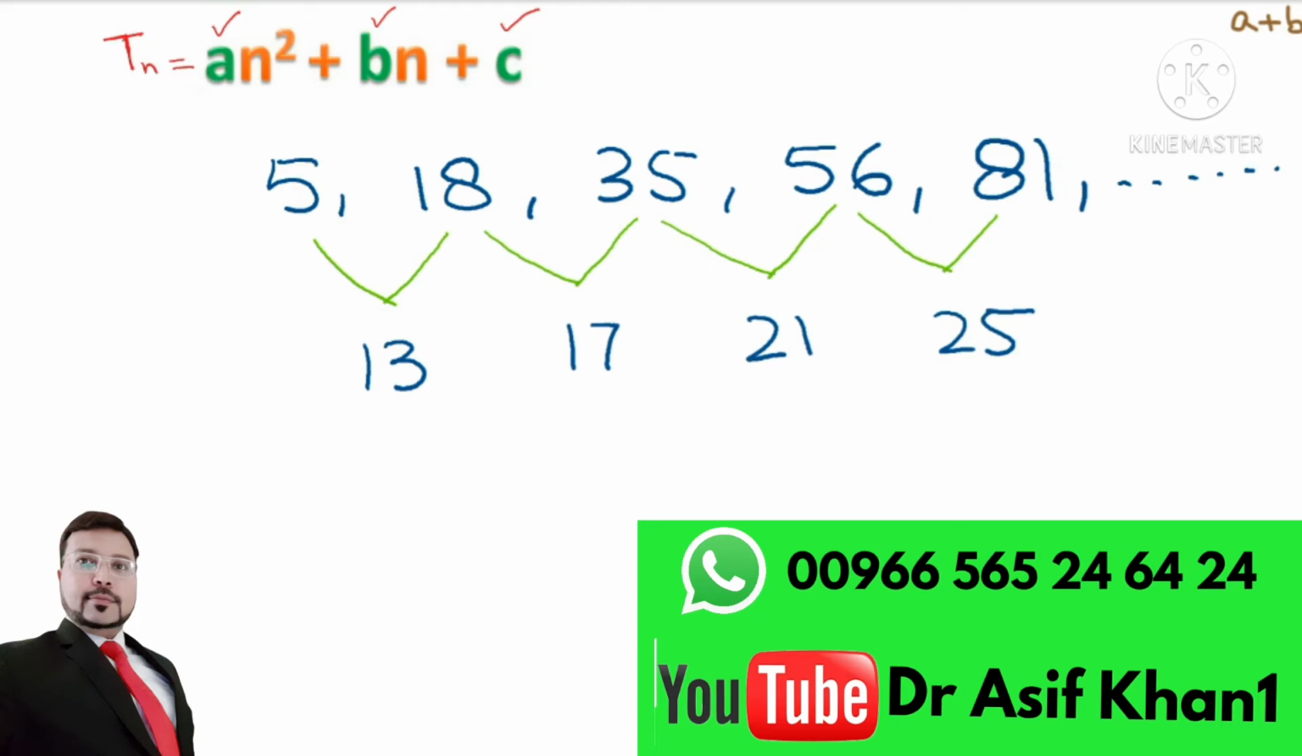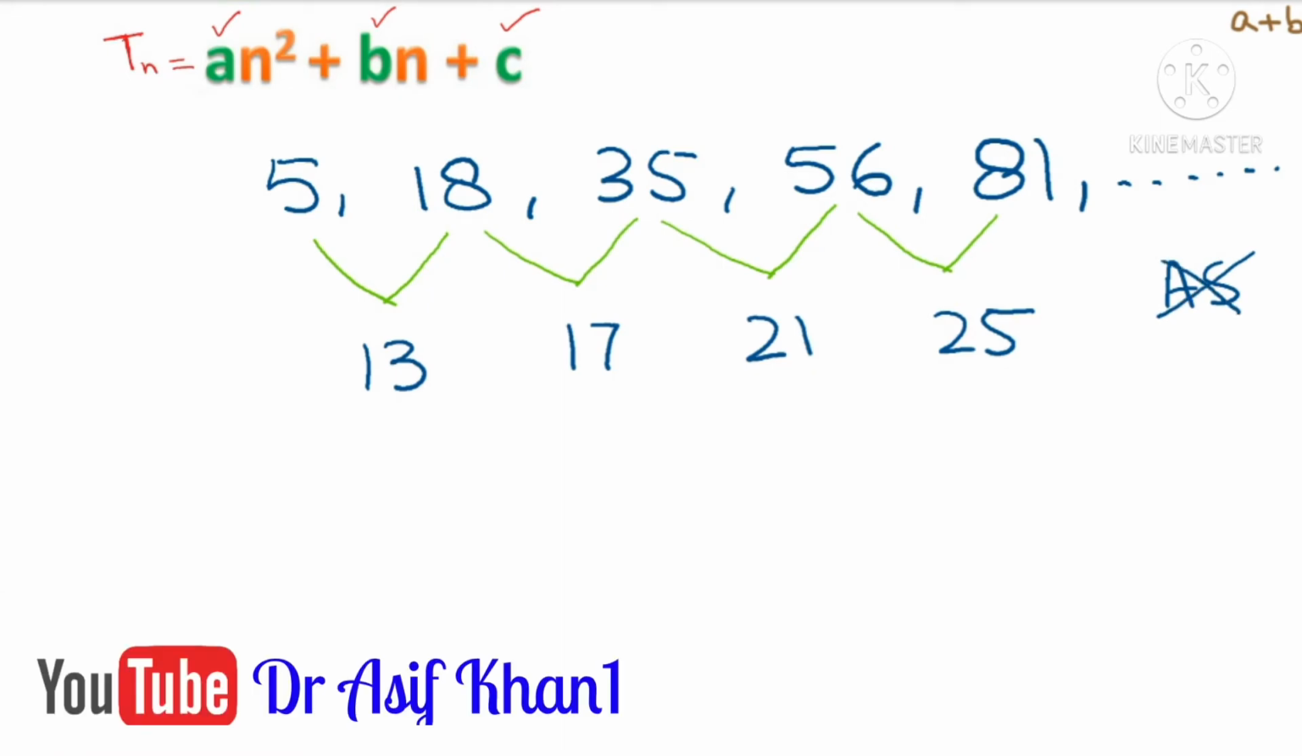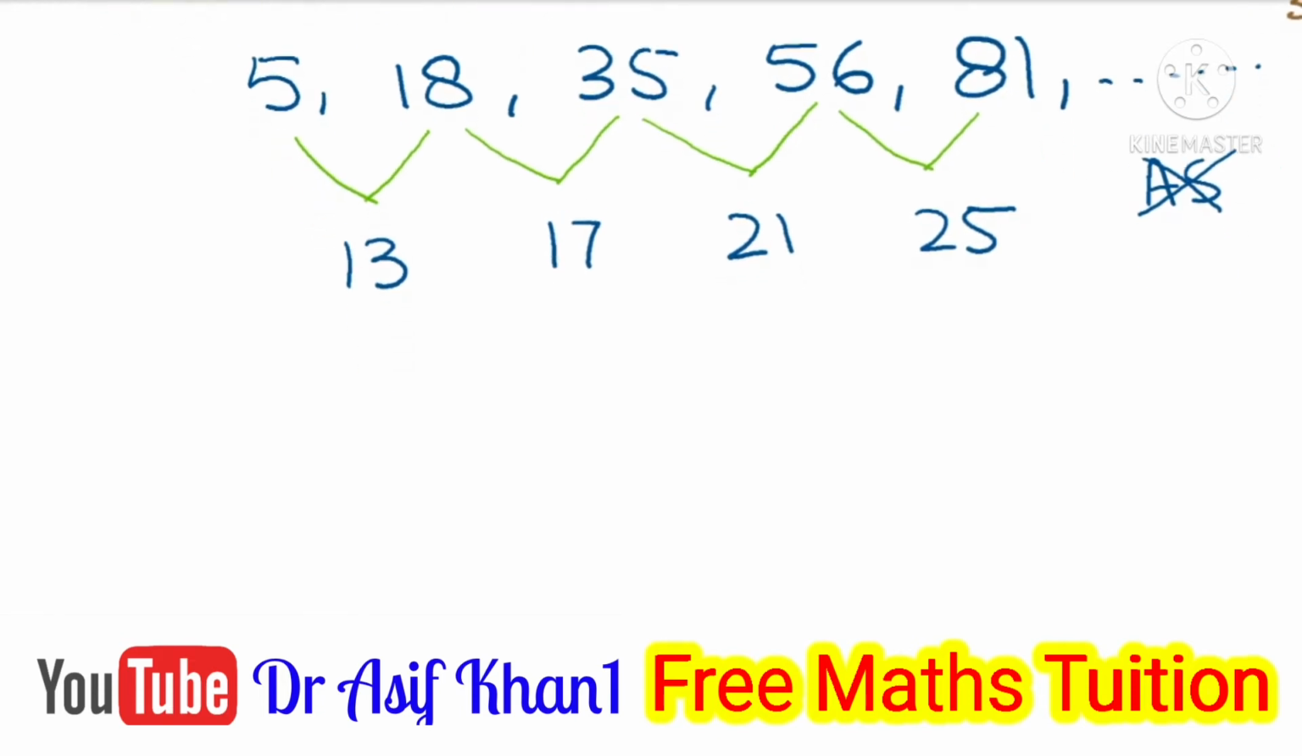If the common difference is not the same, this is not an arithmetic sequence, because 18 minus 5 is 13 and 35 minus 18 is 17, so different numbers came. Now we will check the second difference, the difference of this second line. So we will check the difference of 13 and 17, then 21 and 17, then 25 and 21. Let's see the differences. Here you will find 4, 21 minus 17 again 4, 25 minus 21 again 4. Now you can see that the difference is the same.